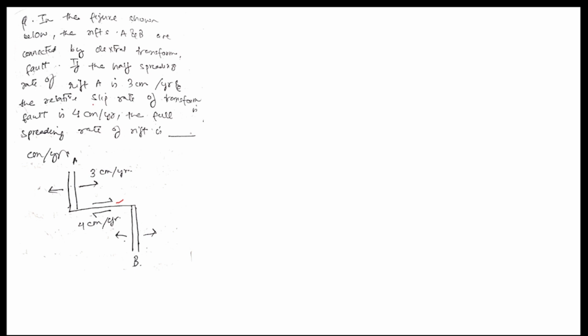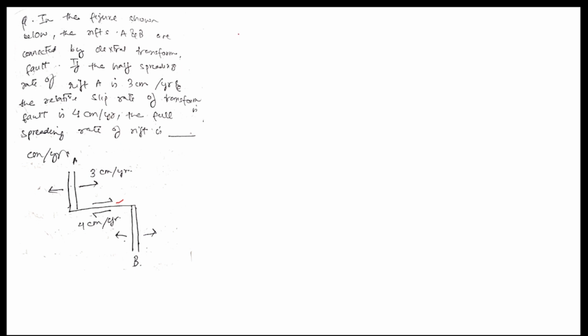The half spreading rate of rift A is 3 centimeter per year and the relative slip rate of transform fault is 4 centimeter per year. The full spreading rate of rift is what? We have to find the full spreading rate of rift.